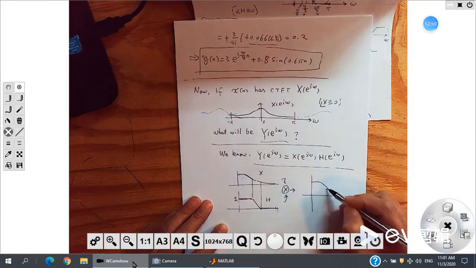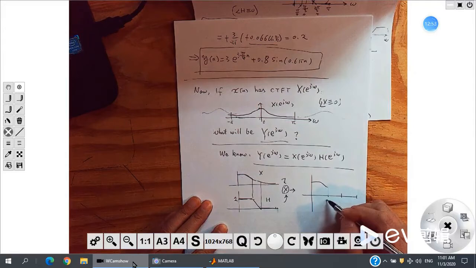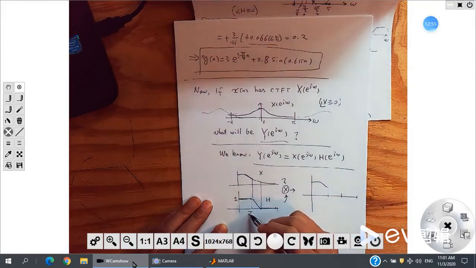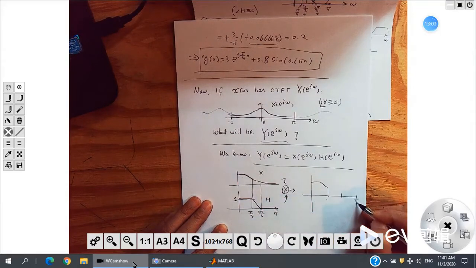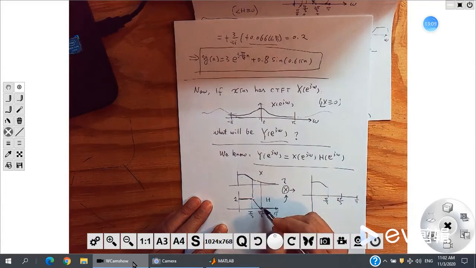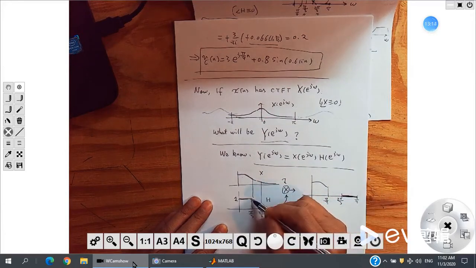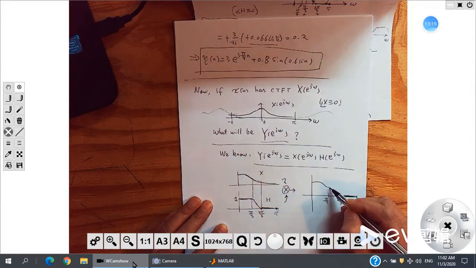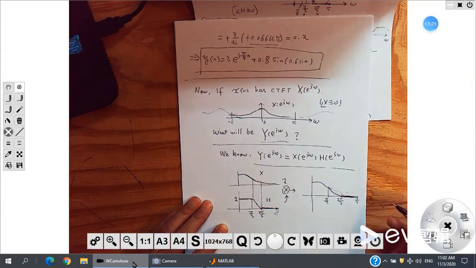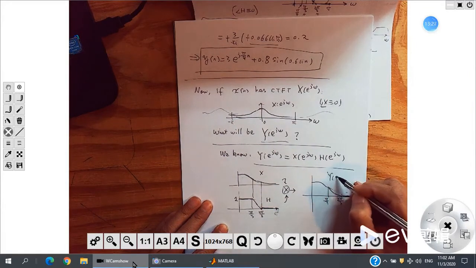And after here, this is a 3 interval. This is pi over 3, pi over 3 times 2, and here's pi. After this point, it is 0 times this, so it is 0. And this part from here, now multiplied by this one. The original one should be like this, and now with the multiplication it goes down to here.